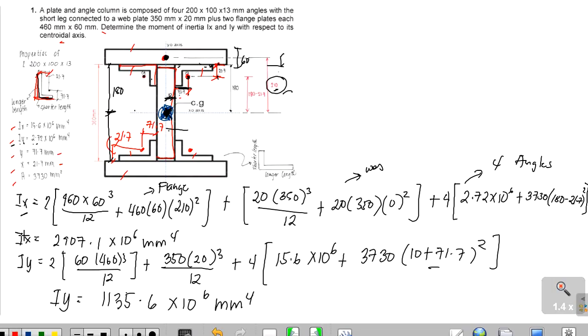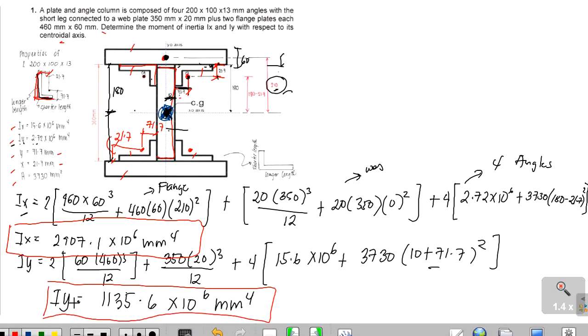Okay, so we have now our answer, Ix is 2907.1 times 10 raised to 6 mm to the fourth. And for our Iy, we have 1135.6 times 10 raised to 6 mm to the fourth. Okay, so that's for problem number 1.